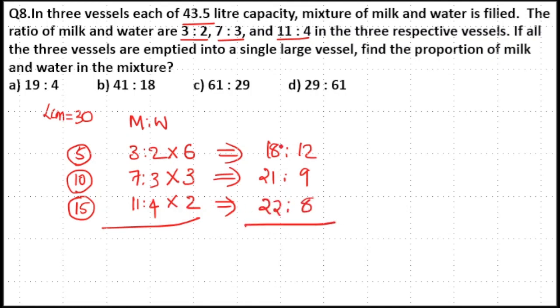Now the parts are equal. Total parts are equal in all these ratios. So you can add this together. That is 12 plus 9, 21, 21 plus 8, 29. Here 18 plus 21 plus 22 is equal to 8 plus 1, 9, 9 plus 2, 11. 1 plus 1, 2, 2 plus 2, 4, 4 plus 2, 6. So 61 is to 29 is the ratio of the new mixture. So option C is your answer.